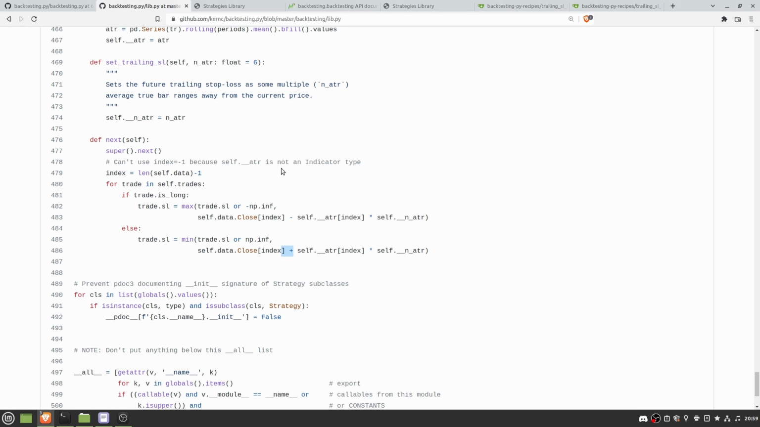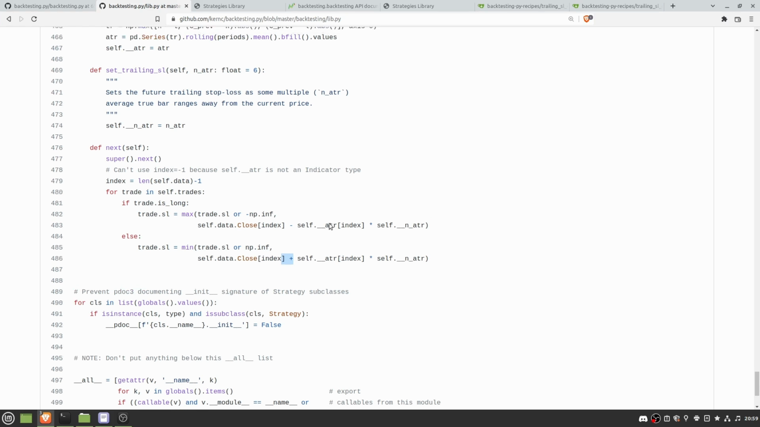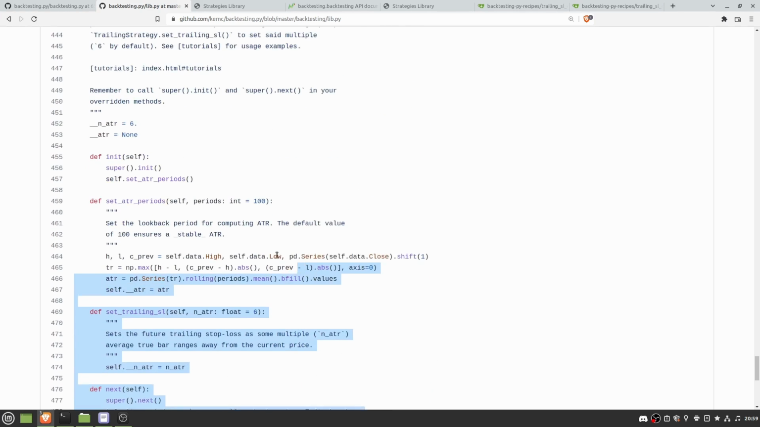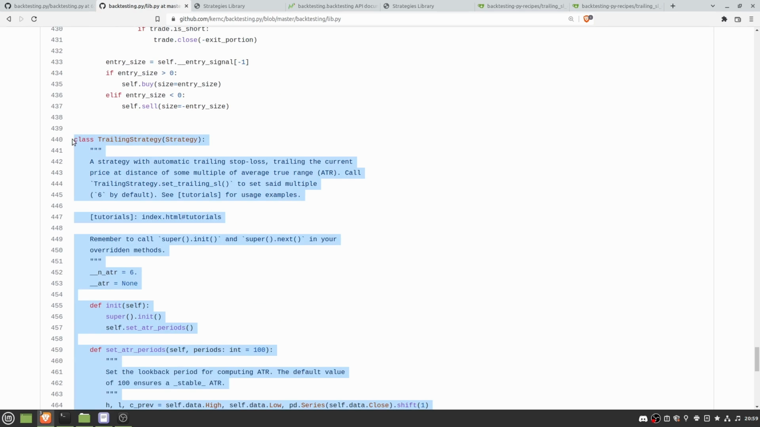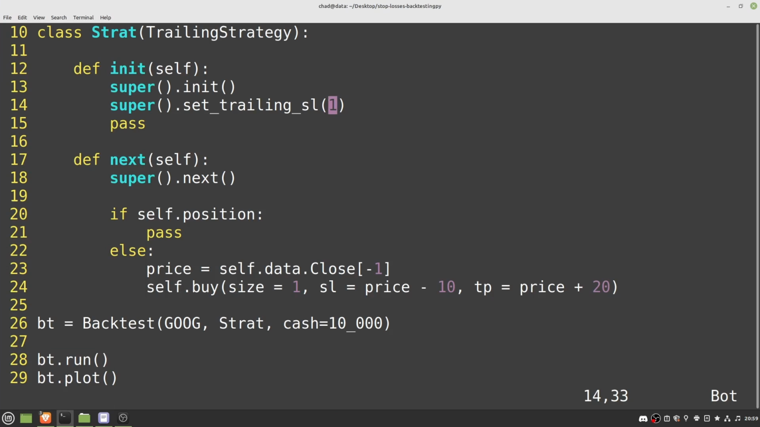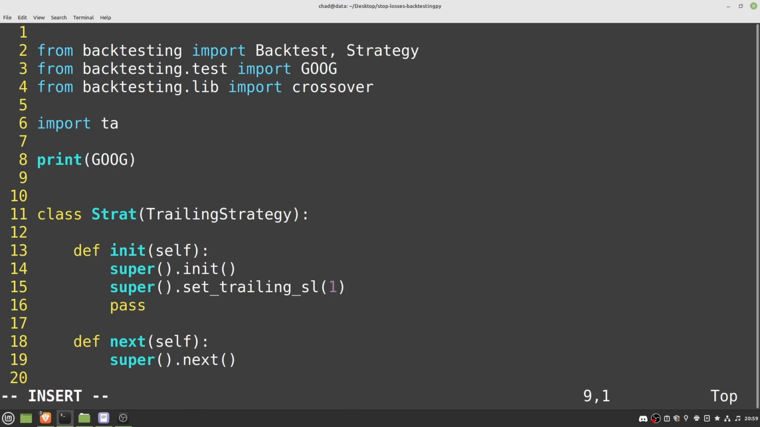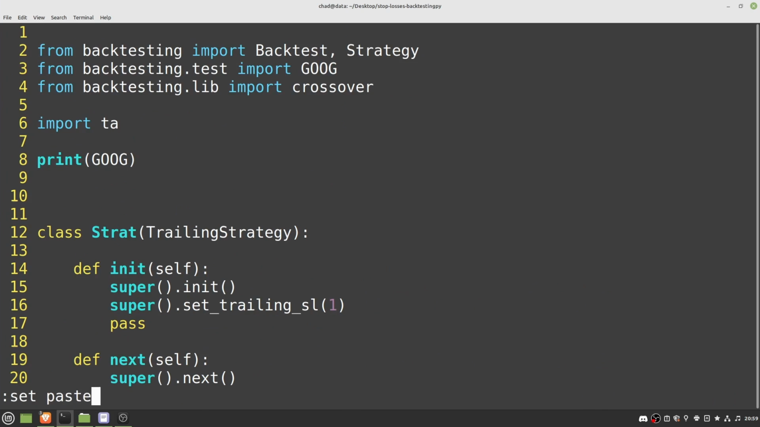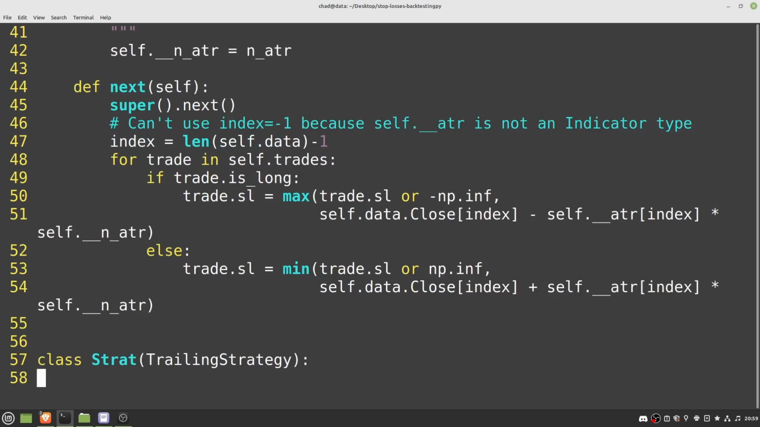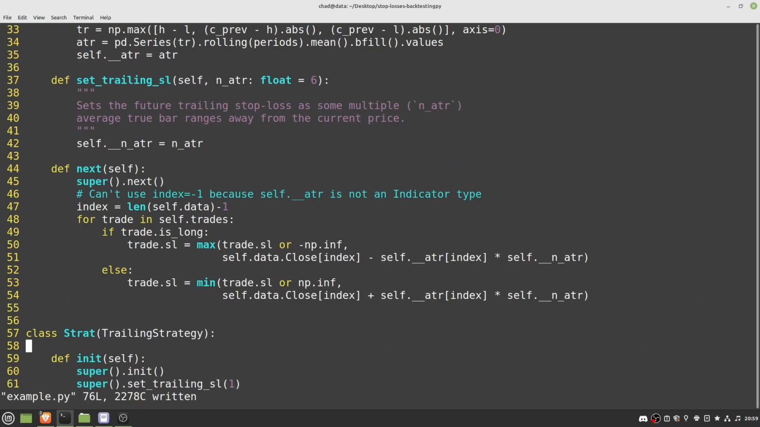This code is well worth reading and understanding. So I'm going to copy and paste this, and then we're going to make our own edits to trailing strategy here, and we can see how that affects our backtest. So let's go up here, and we don't need to import it now. We're actually going to define it ourselves. I'll enter paste mode here just to make sure nothing goes weird. I have to zoom out a little bit.